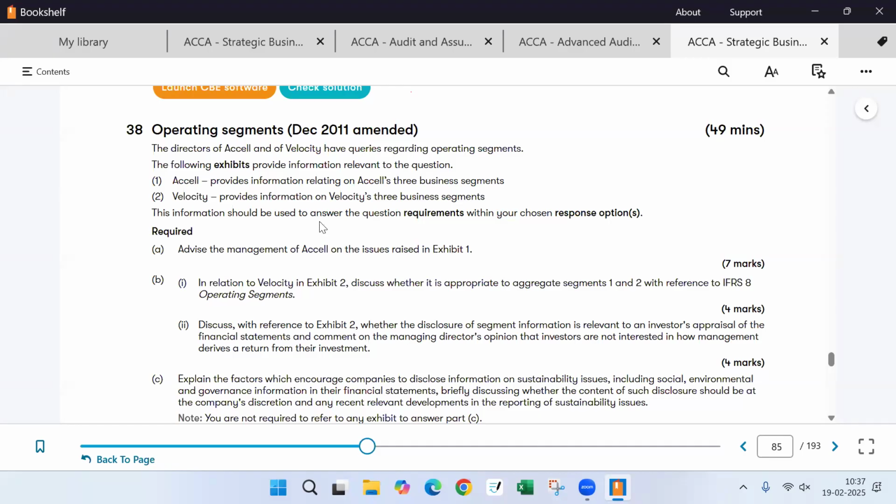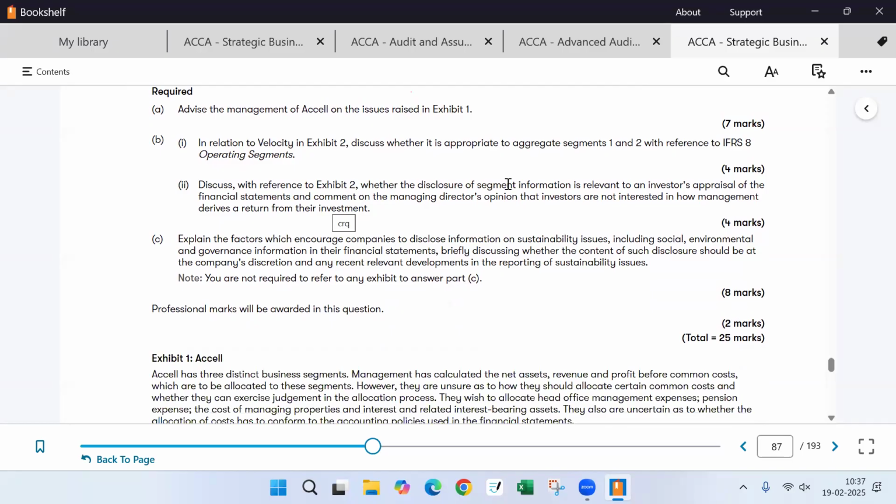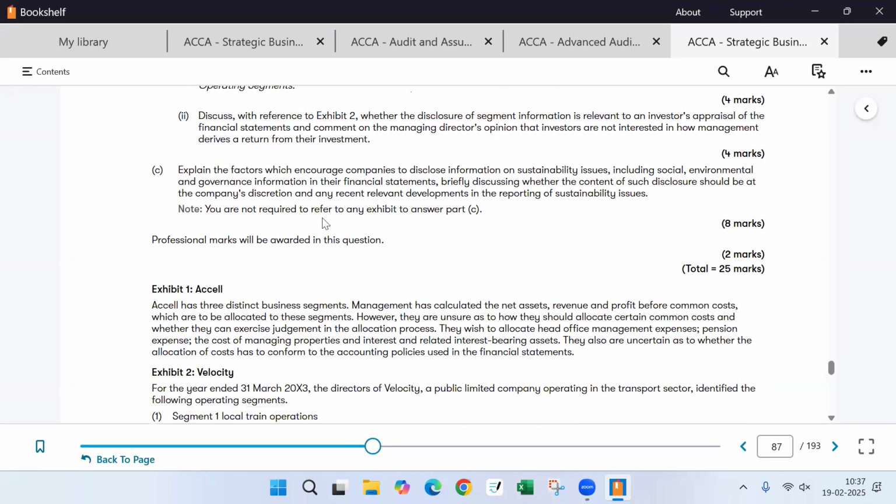This information could be used to answer the questions requirements within your choose response option. Advise the management of Axle on issues in Exhibit 1. In relation to Exhibit 2, discuss whether it is appropriate to aggregate segments 1 and 2 with reference to IFRS 8. Discuss with reference to Exhibit 2 why disclosure of segment information is relevant to an investor's appraisal of financial statements, and comment on the managing director's opinion that investors are not interested in how management derives a return from their investment.